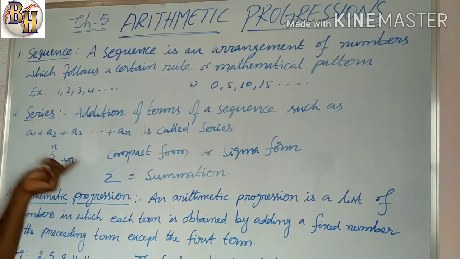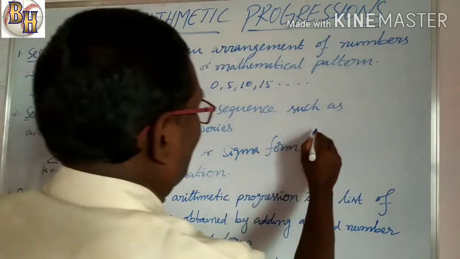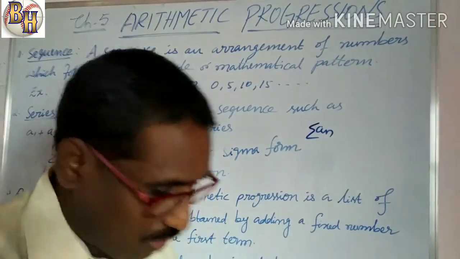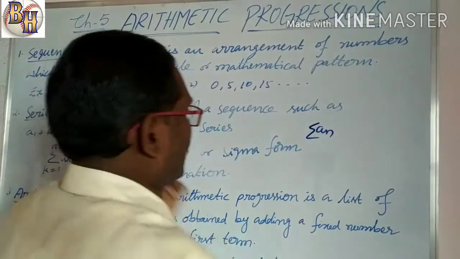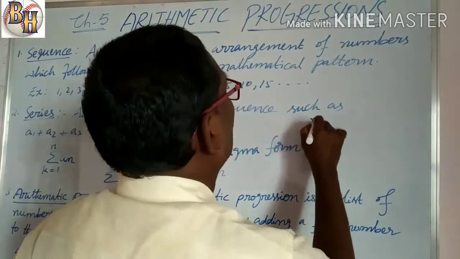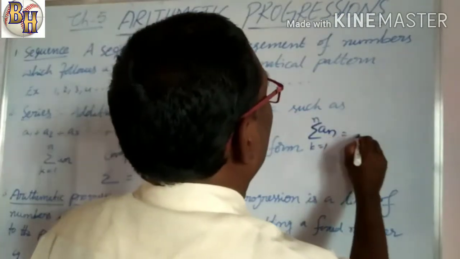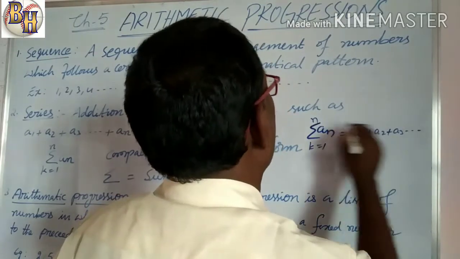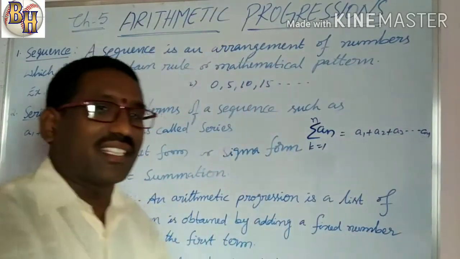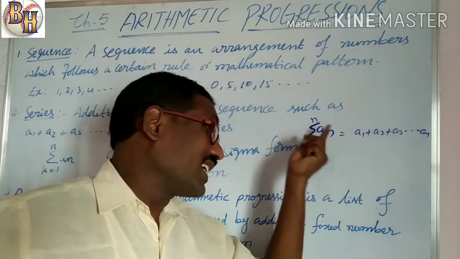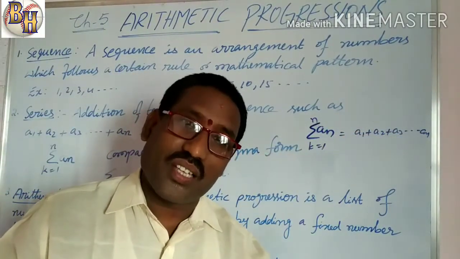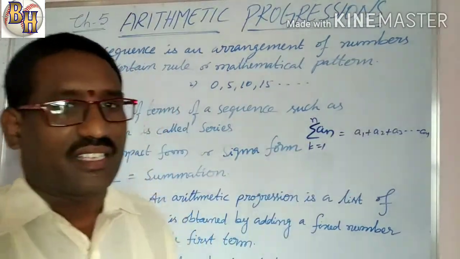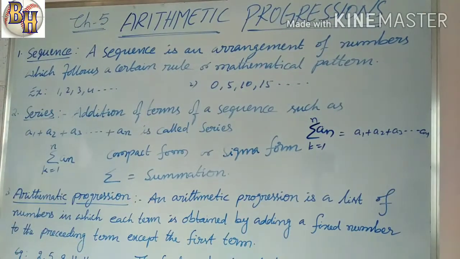What is the meaning of the compact form? Here sigma a_k, where k is equal to 1 to n, means a1 plus a2 plus a3 plus and so on up to an. We can write this. Sigma means sum, summation. So we can write sigma k is equal to 1 to n like this. That is called a series.